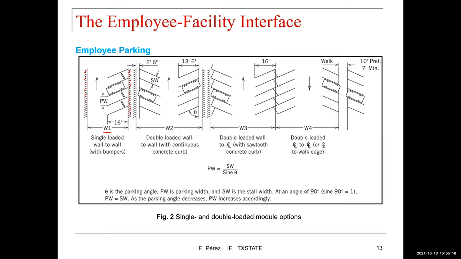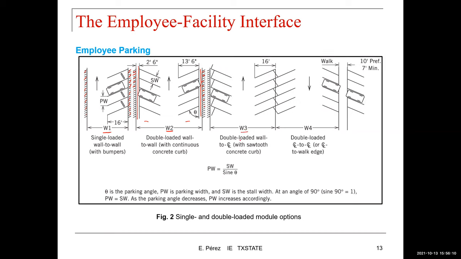The double loaded or W2 is a double loaded wall to wall with continuous concrete curb. So again, the only difference between W1 and W2 is now that you have spaces on both sides of the aisle, but you still have this wall on both sides of the lane. And you also have a curb here, between the wall and the parking space.